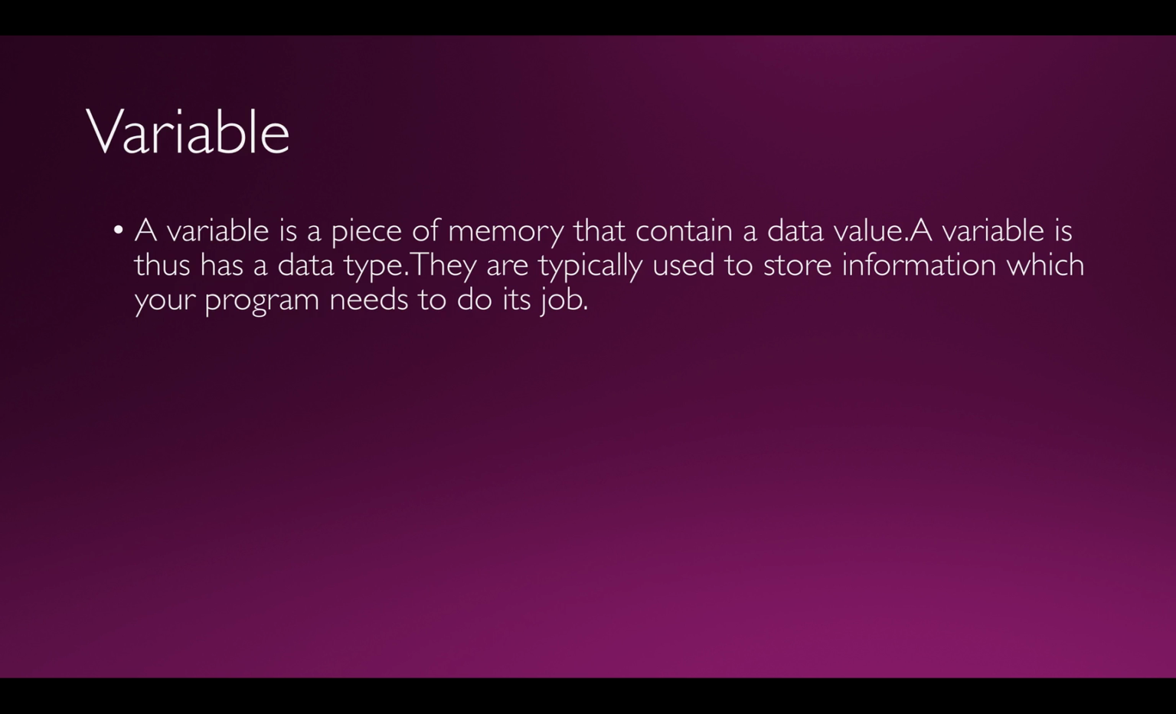So what is a variable? A variable is a piece of memory that contains a data value. A variable thus has a data type. They are typically used to store information which your program needs to do its job.